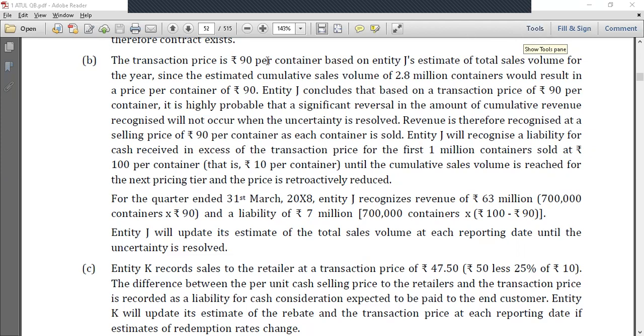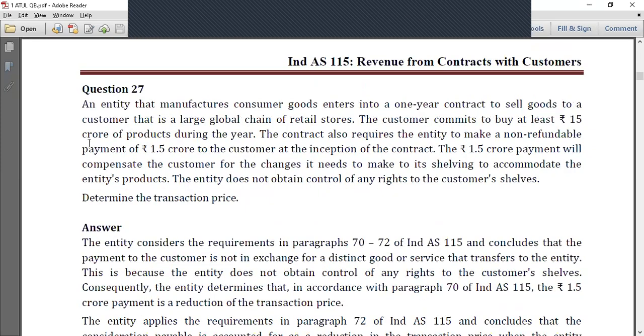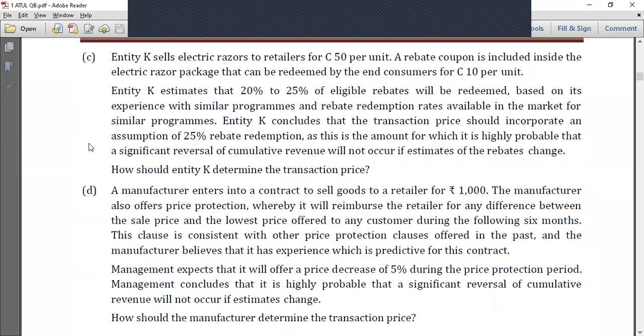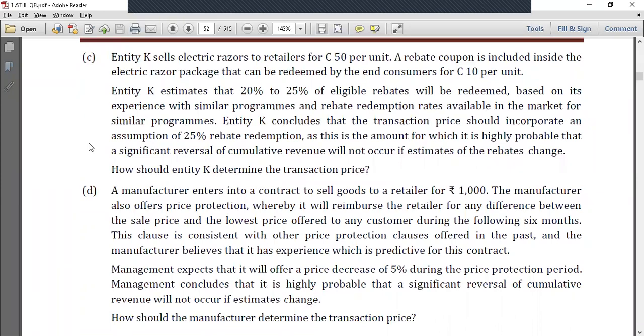Now, the next question goes like this. Entity K sells its electric razors to the retailers for 50 rupees per unit. Okay, one electric razor is 50 rupees per unit. Here, the rebate coupon is included inside the electric razor package that can be redeemed by the end customers for 10 rupees per unit.